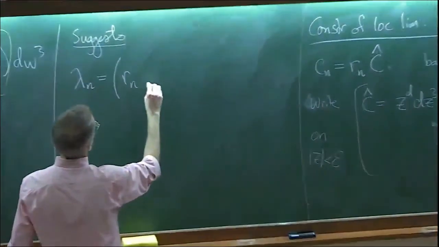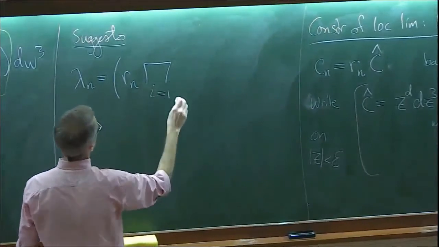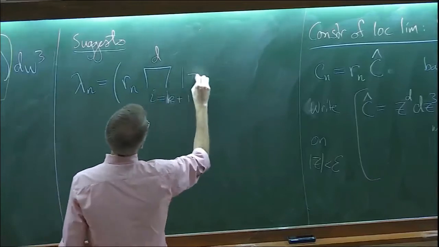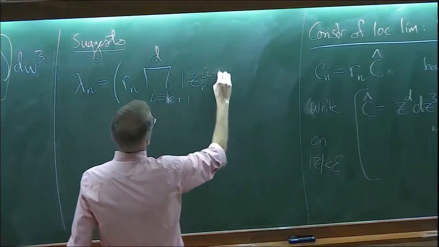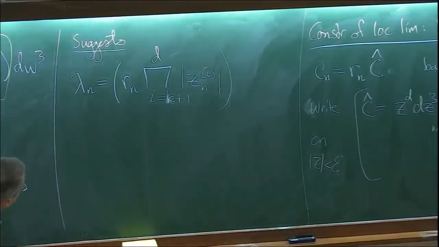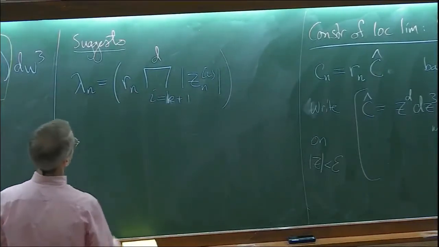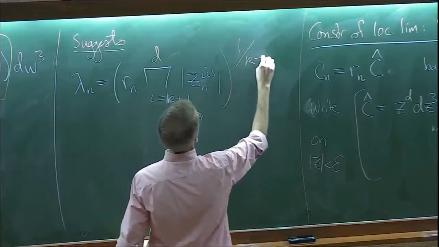Write that formula. The product for i equals k plus 1 to d of the absolute value of z_n,i, the overall coefficient times the norms of the far zeros to the 1 over k plus 3.